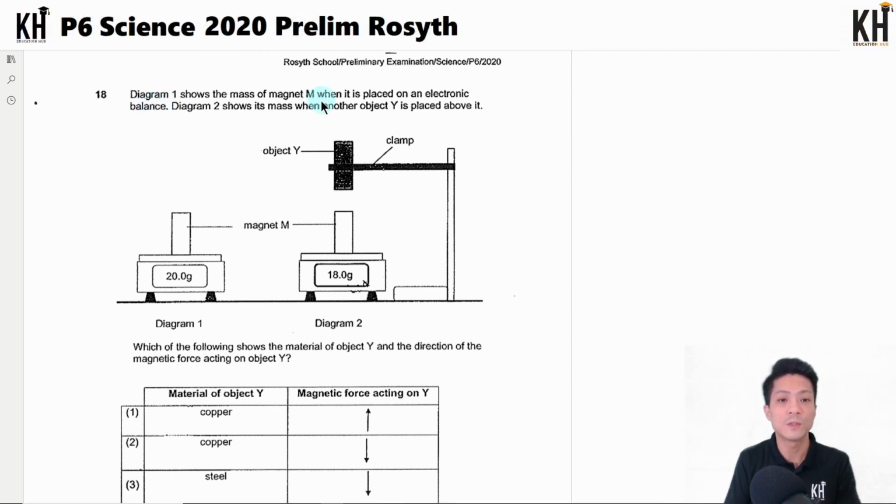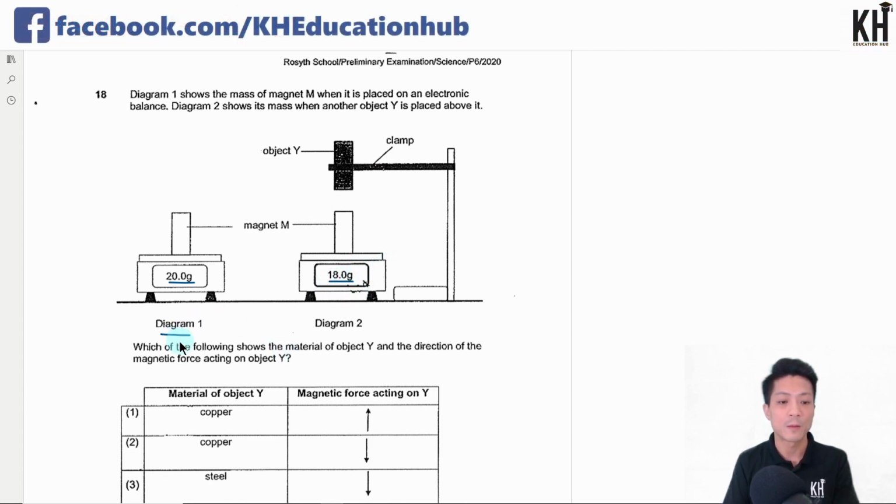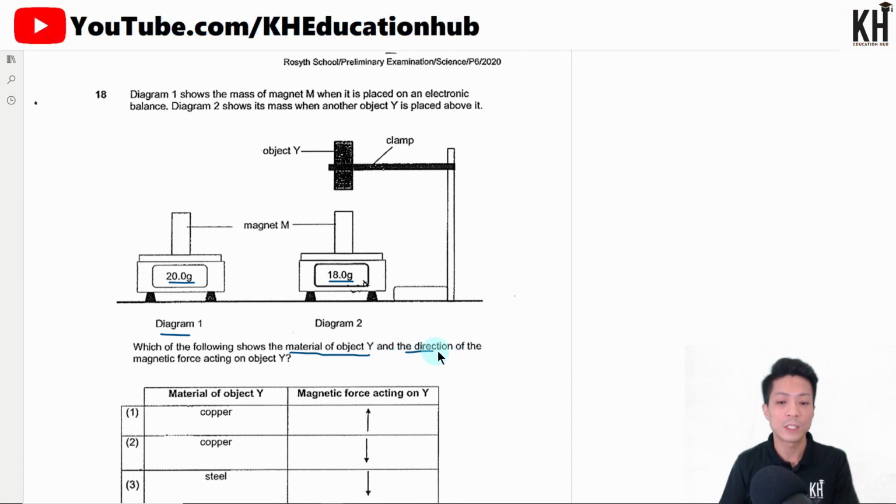Question 18. Diagram 1 shows the mass of magnet M when it is placed on an electronic balance. Over here it is 20 gram. Diagram 2 shows its mass when another object is placed above it. So you can see that the mass actually decreases, right? Which of the following shows the material of object Y and the direction of magnetic force acting on object Y?